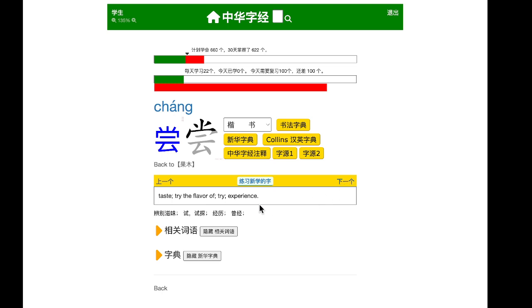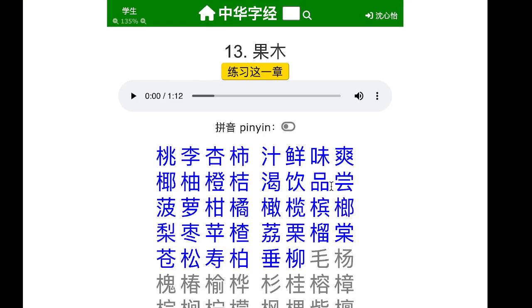尝 means to taste, try the flavor of, or try an experience. So 尝试 or 试 is also to try doing something. 尝试 would be like trying a new activity or a new strategy or that kind of thing. In this case, 尝, we're talking about tasting flavors. It's all related. 可饮品尝.